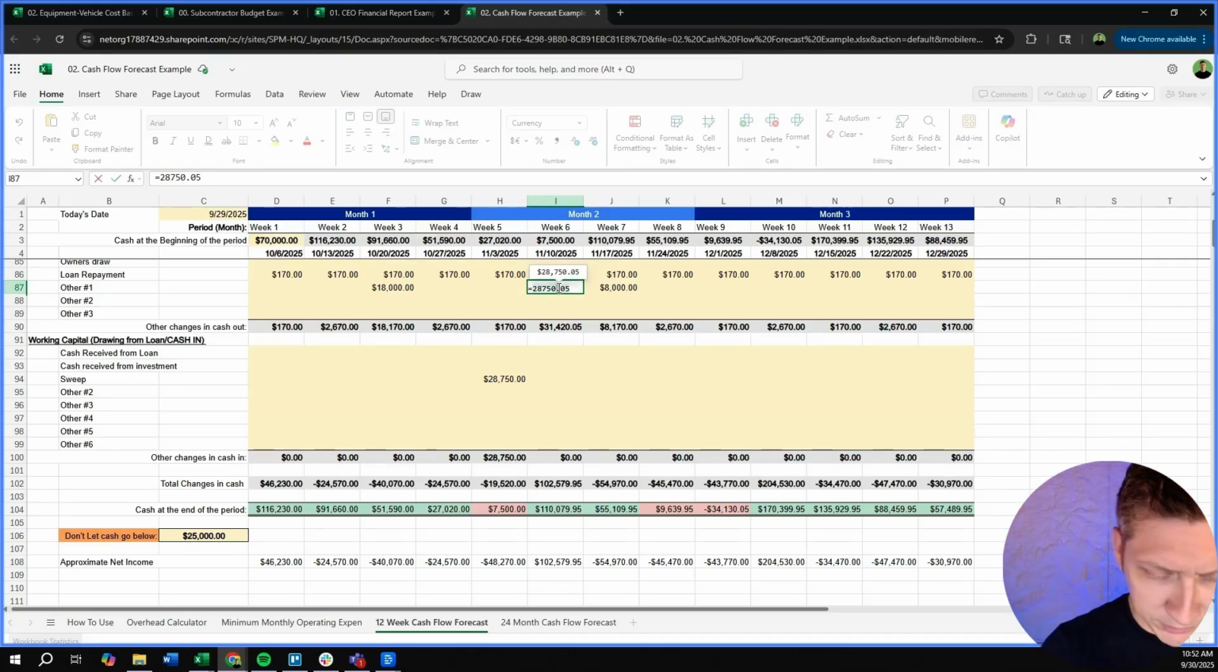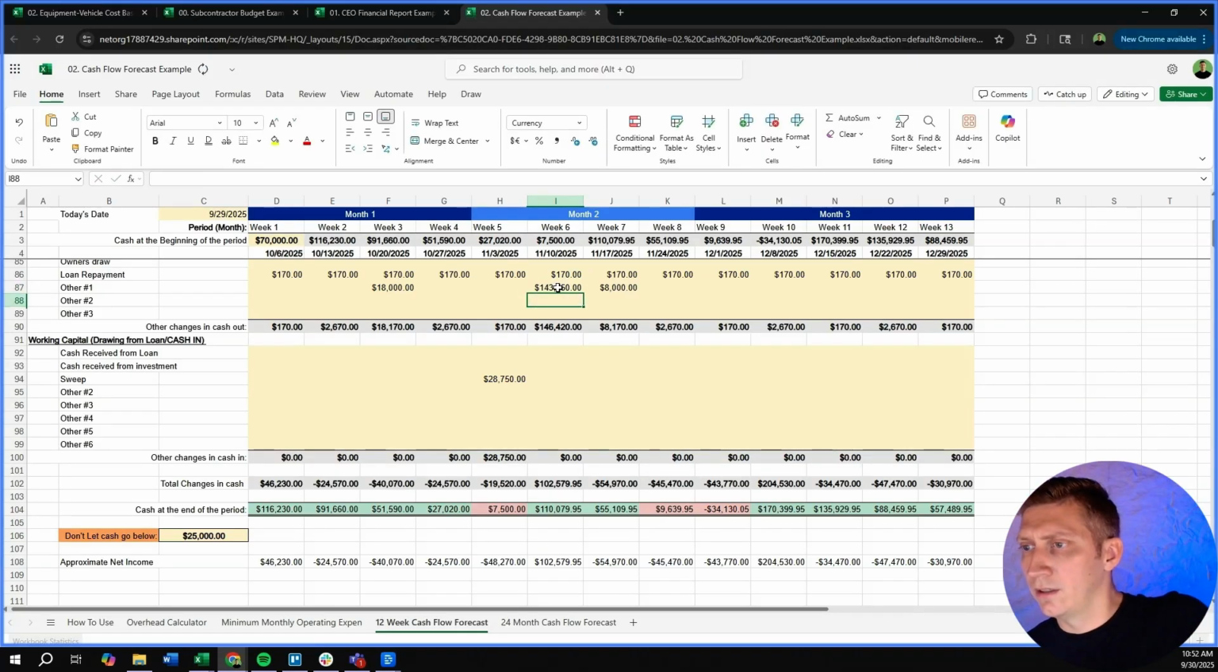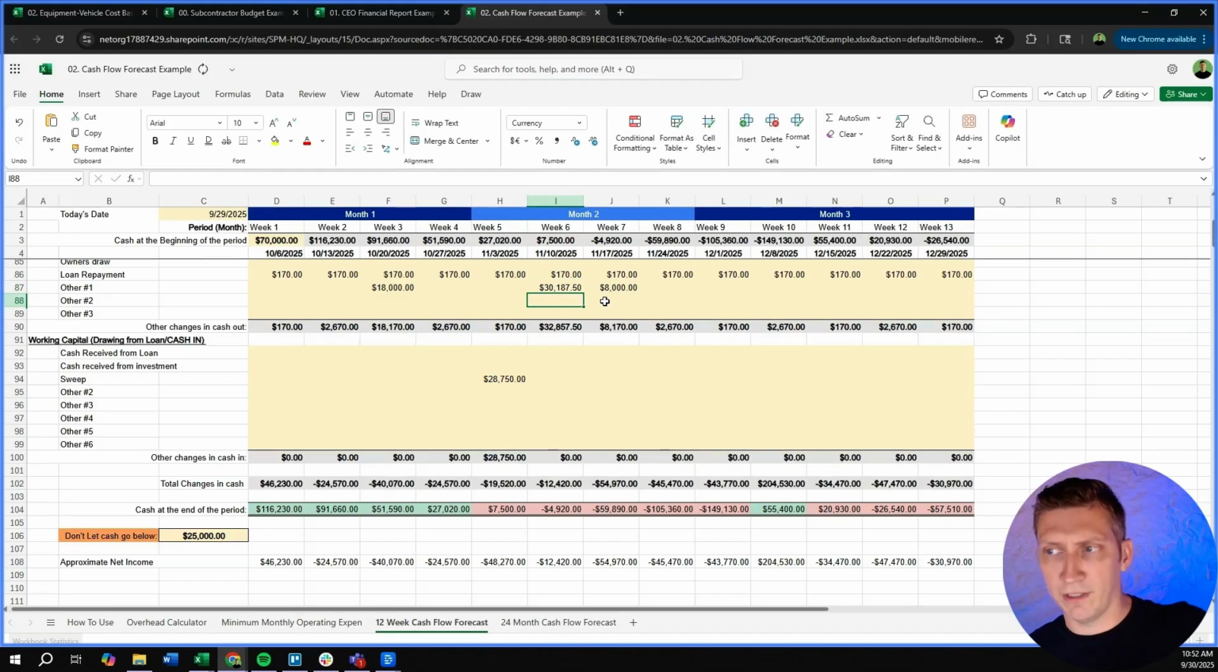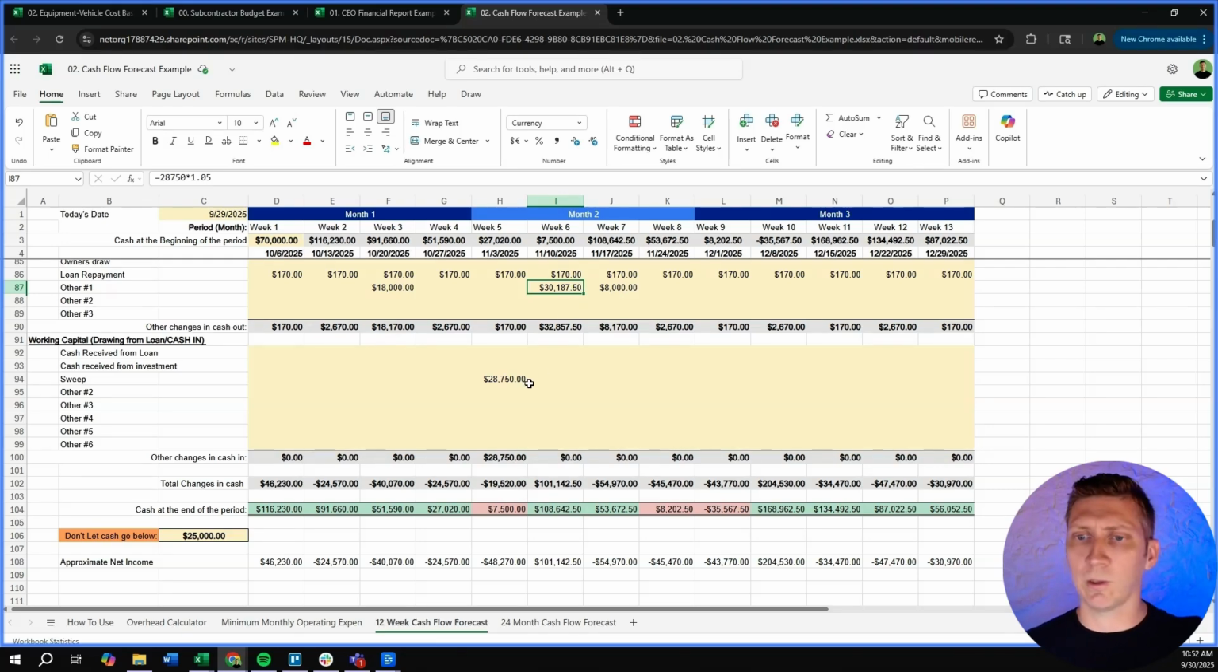I didn't get the times symbol. There you go. Times 1.05. There. So we're actually going to pay $30,000 back because we loaned it. That's the way interest works. Even if you have an annual rate, you're going to get charged weekly, daily, whatever as it accrues. So that just comes out automatically. We still have 108, then we have 53, and we're running into the same issue.